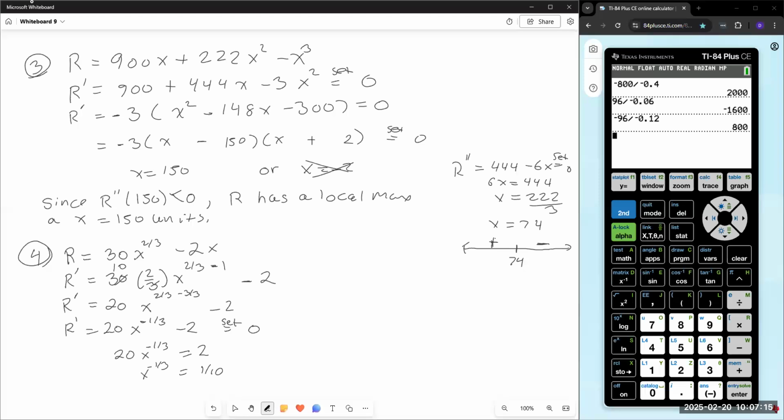So let's write that as 1 over x to the 1/3 is equal to 1 over 10. Cross multiply here. X to the 1/3 is equal to 10. Let's cube both sides. And x is equal to 10 to the 3rd, which is 1,000 units. And we did not find our double prime yet. Let's find our double prime.